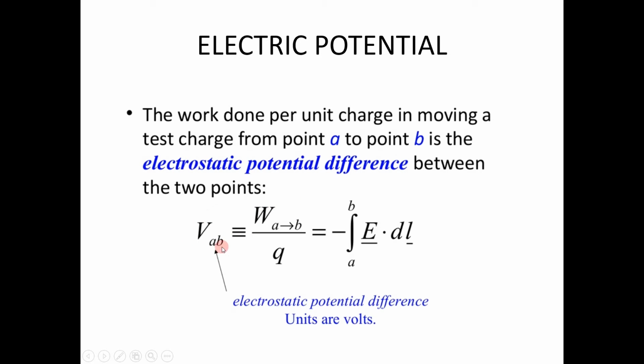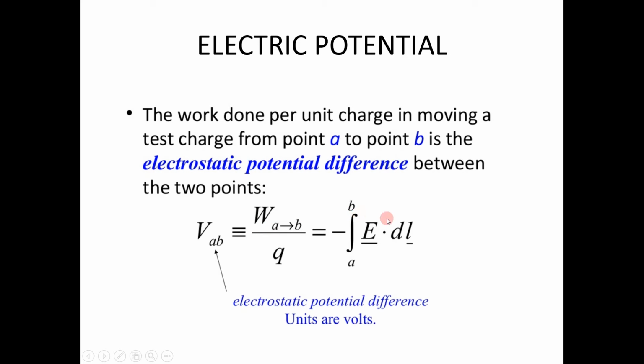Electric potential VAB is equal to WAB, that is the work done to move charge Q from A to B, divided by Q, that is work done per unit charge in moving the charge from point A to point B. So this is equivalent to, this is the main equation connecting V and E, because here you can see that it is a negative integral of E dot dl with the limits A to B.